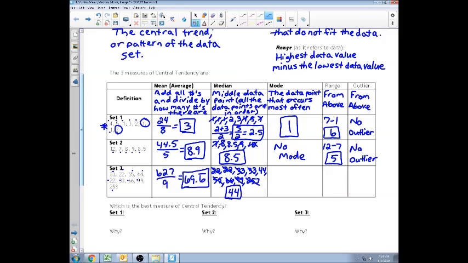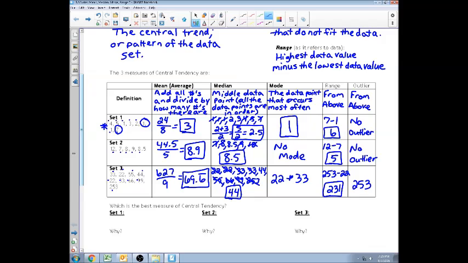For the mode, you can have more than one mode. It is possible. In this case, 22 repeats twice and 33 repeats twice. So my mode would be 22 and 33. The range, largest minus the smallest. So 253 minus 22 would end up being 231. Now, looking at that data set, everything is under 100 except for 253. So for the outlier in this problem, it would be 253.